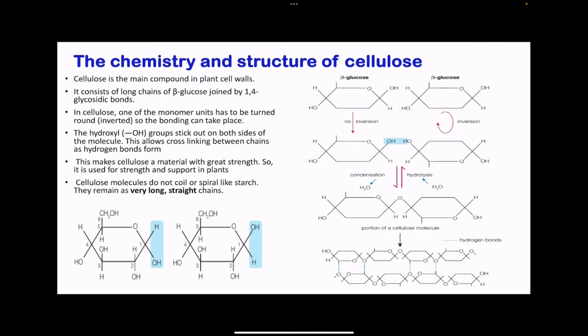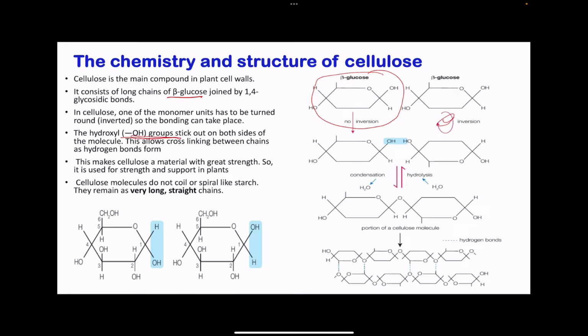Moving on to the chemistry and structure of cellulose. Cellulose is the main component found in plant cell walls, and it consists only of beta-glucose molecules, which are joined by 1,4-glycosidic bonds. In cellulose, which is a polymer, one monomer unit has to be turned over so that the bonding can take place. The turning over I'm talking about is this one here. There is inversion. So the first glucose molecule is going to be upright while the other is going to be inverted in order to produce the glycosidic bond.